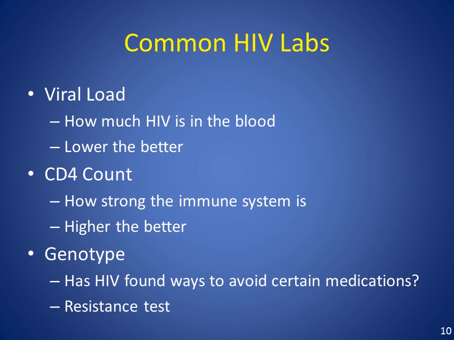The final lab that we'll look at, at least at baseline in a lot of patients, is a genotype. The genotype is basically a test that looks at if HIV has found any way to avoid certain medications or developed any type of resistance against our medications. When we get a genotype, it will show mutations that the HIV virus has developed, and as a result, which medications may not be as efficacious against treating that HIV virus anymore. We use tests like this to help guide treatment and determine which medications may work best for certain patients.